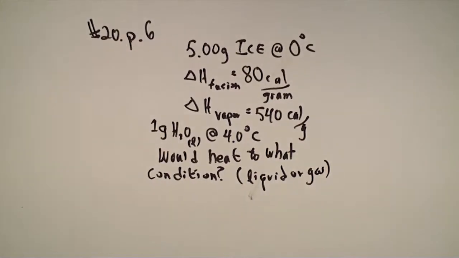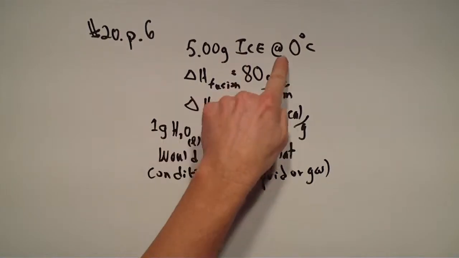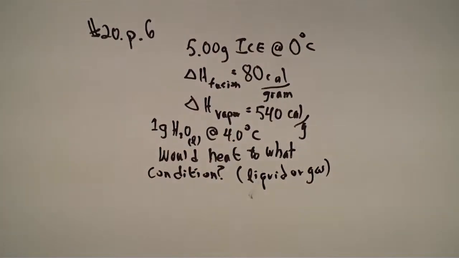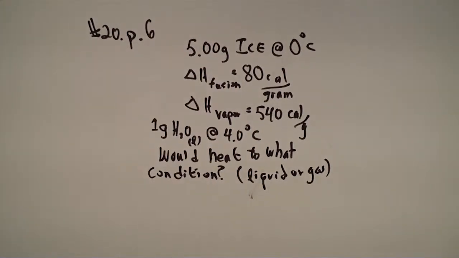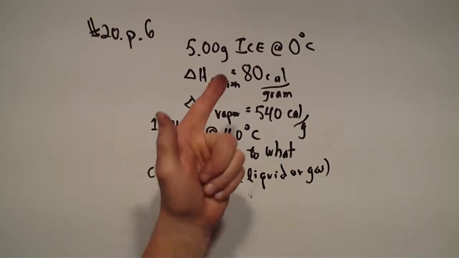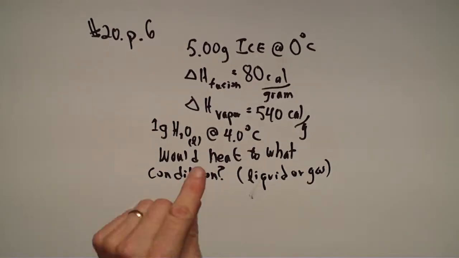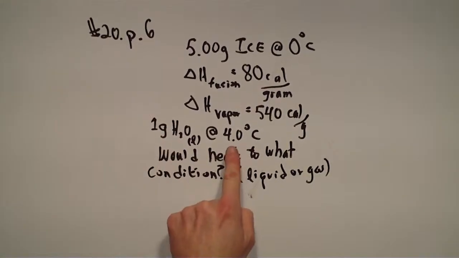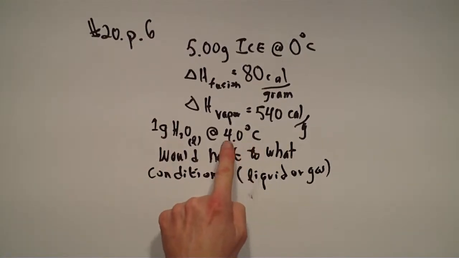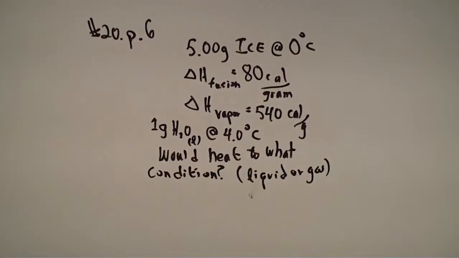This is number 20 on page 6. Here we have a case where we've got 5 grams of ice, solid water at 0 degrees C, and we're going to melt this. And we're asked to find out how much energy it will take to melt that much ice. And then, taking that amount of energy, how far would that send 1 gram of water, if you're starting at 4 degrees C, that would heat it up to what?